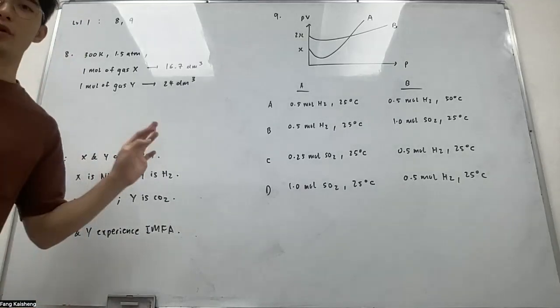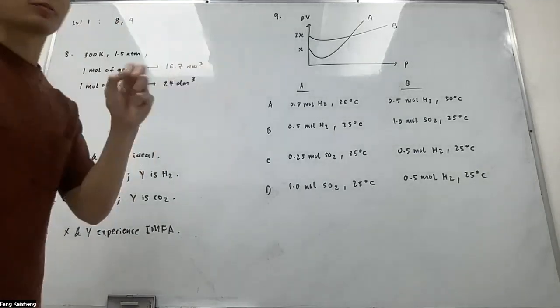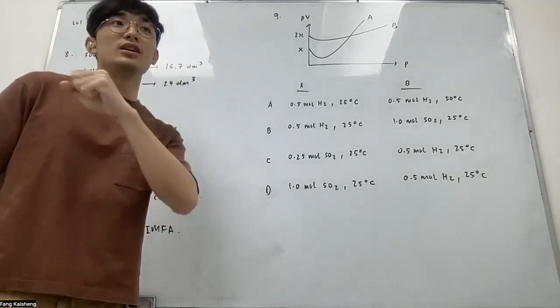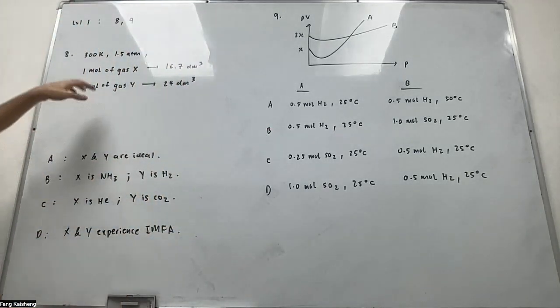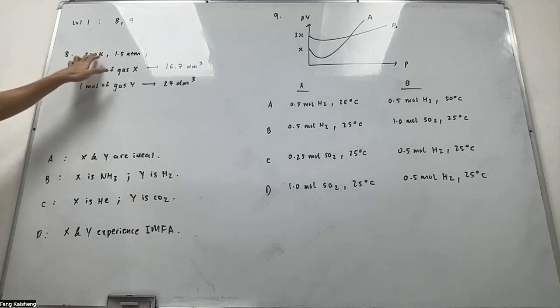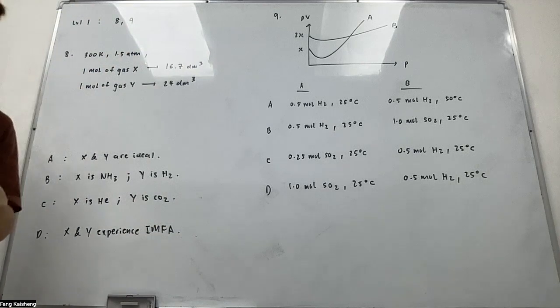Okay, let's explain question 8. Question 8 is very vague, but once you can capture the concept of this question, you can answer it very easily. So let's present the scenario first. They tell you the pressure, temperature, number of moles, but they give different volumes. Do you all notice something?